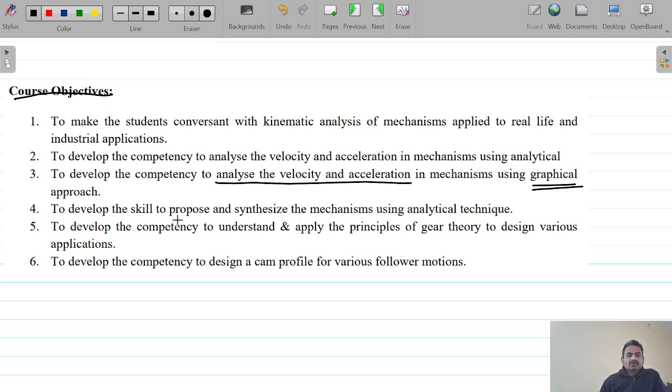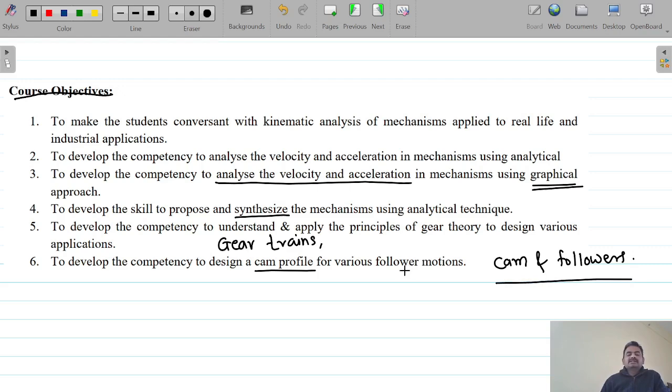In the fourth course objective, we have to propose and synthesize the mechanism. Synthesis is exactly the opposite of analysis. We will see this in the fourth unit. Fifth, to develop the competency to understand and apply the principles of gear theory and various applications. In this case, we have to study different gear trains, planetary gear systems, etc. Sixth is to develop the competency to design a cam profile, so here we have to do the study of cams. So these are our 6 course objectives, which are dependent on the 6 units in our syllabus.